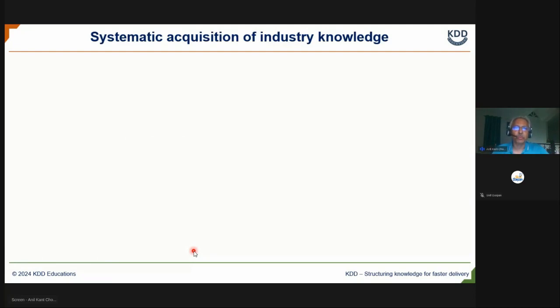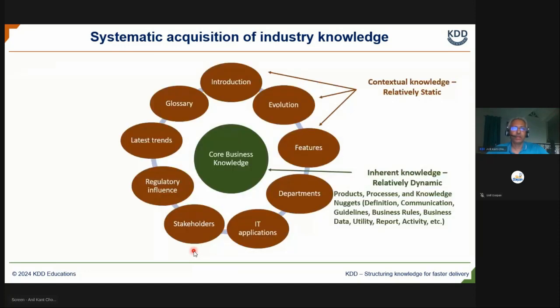So when we want to build industry knowledge, we need to acquire it. The industry knowledge is in two levels. One, what we call contextual knowledge, right? Contextual is that if you understand it, it will give you context about that particular industry. And this is relatively static. When I say relatively, what I mean is it doesn't change every year. In five or six years, maybe 1% or 2% here or there something may change. It doesn't change very often, right?